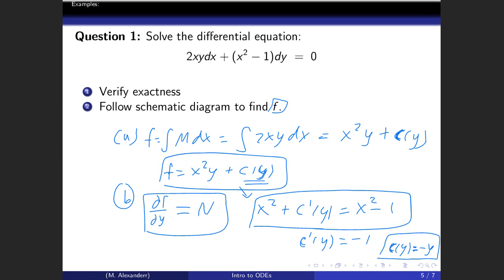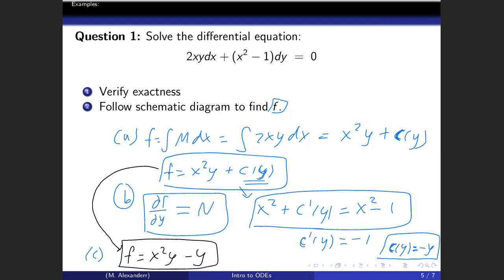So what does that mean? So we have one more step to go. So this is step C. And then what that means is that we're going to update our formula that we had from step A. And now our formula is going to look like this. So we have x squared y and then minus y. Okay, so that's updating the formula, and that is step C.